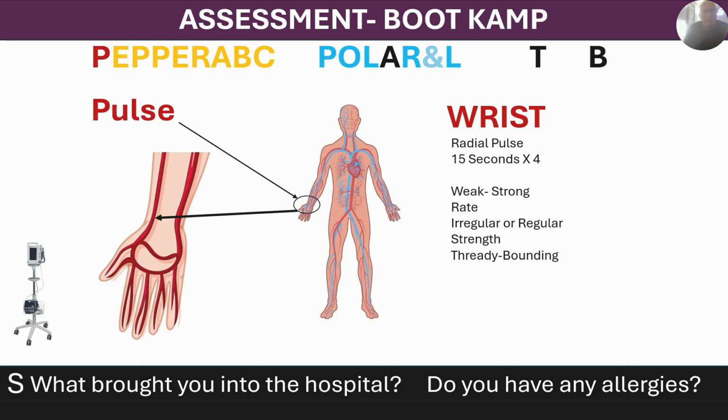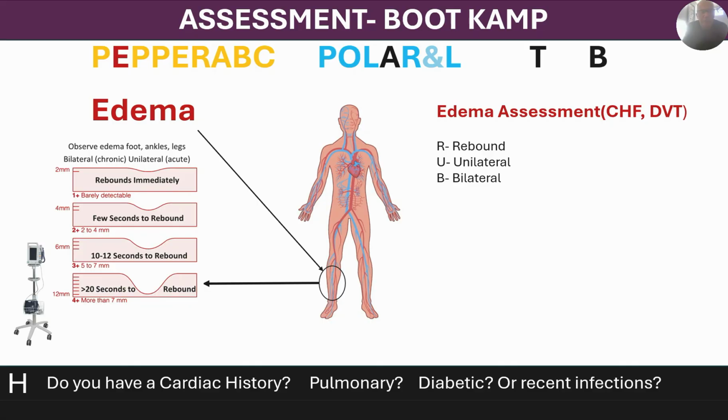Then we move on to the next part. H, we move right from SHAMLD. S, statistics. H, history. And then we do what's called CPRI. C, do you have a cardiac history? Any pulmonary history? Are you a diabetic? Or have you had any recent infections? These are questions looking at their primary medical history. This is the H portion of SHAMLD, of history.